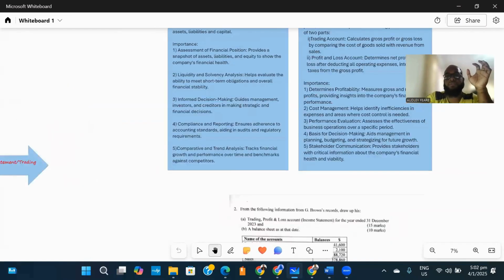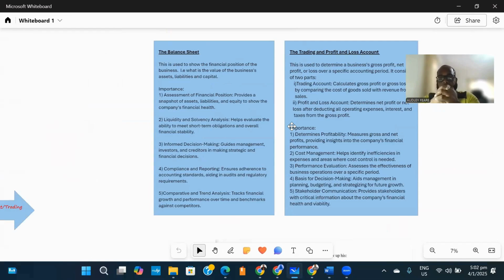All right. And for those who have not taught before, you can always pause the video and take a screenshot right here of the importance and the use of both of them. We know they do the TP&L first because you will need the net profit or net loss to then carry over to the balance sheet. All right. So these are two very important financial statements. I will do another video teaching all of these, but let's just move forward with answering the question because that is the purpose of this video now.